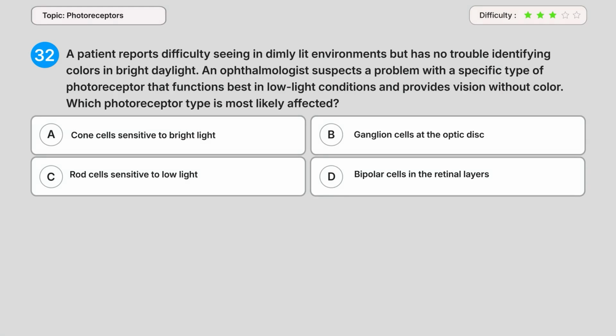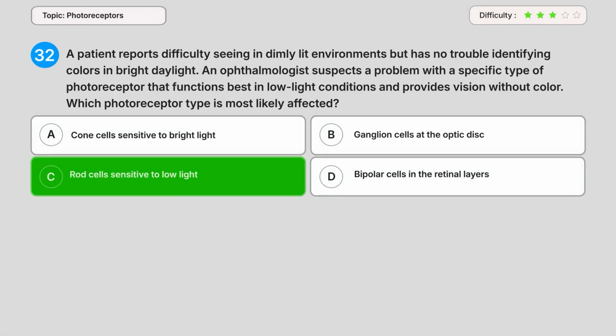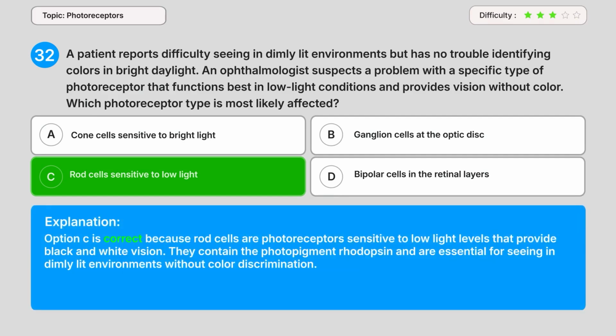Correct answer, C. Rod cells sensitive to low light. Explanation. Option C is correct because rod cells are photoreceptors sensitive to low light levels that provide black and white vision. They contain the photopigment rhodopsin and are essential for seeing in dimly lit environments without colour discrimination.